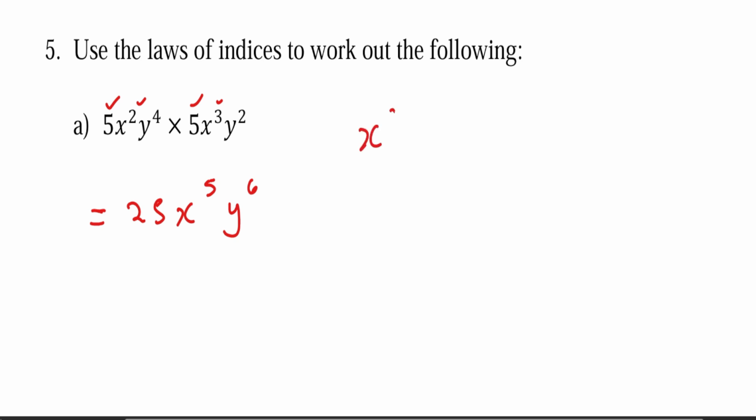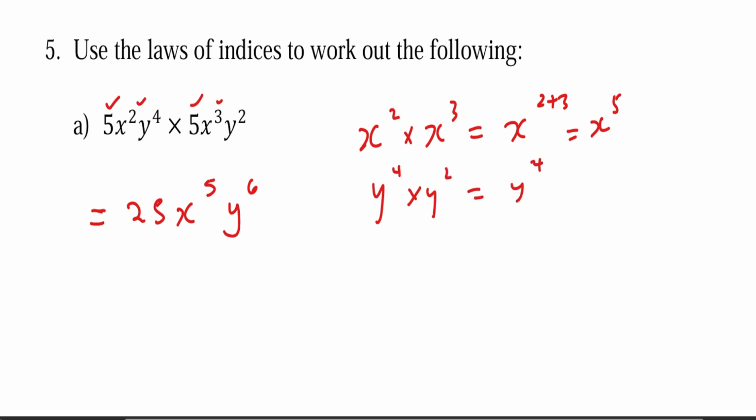So the x squared, when you multiply by x to the power 3, you add the powers. So it's 2 plus 3, giving you x to the power 5. For the y to the power 4 times y squared, you get y to the power 4 plus 2, which is y to the power of 6. So that's your answer. Let's go to the other question.